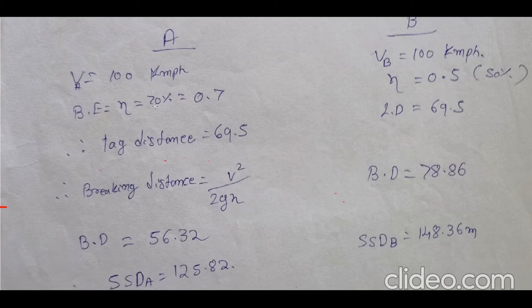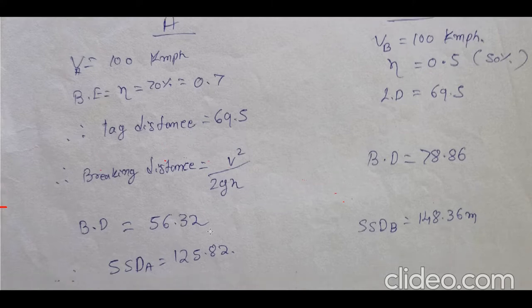Here n is the braking efficiency. For the first it is 0.7, for the second it is 0.5. Instead of 2gf, here I am using 2gn. So the braking distance here is 56.32 meters, and here it is 78.86, making the total stopping distance 148.36 meters. Of course, this braking efficiency is lesser, that's why the vehicle is traveling a higher distance.